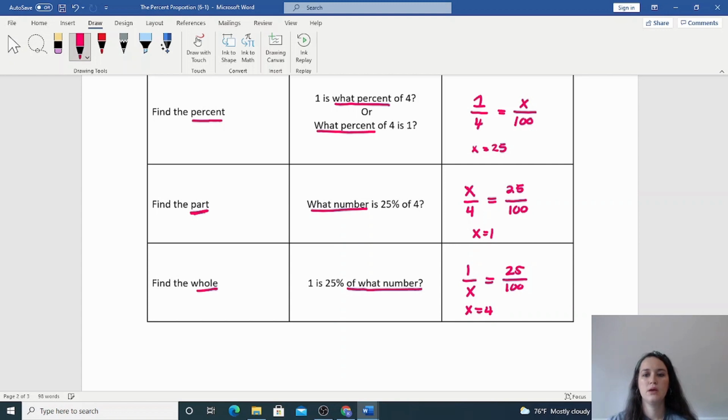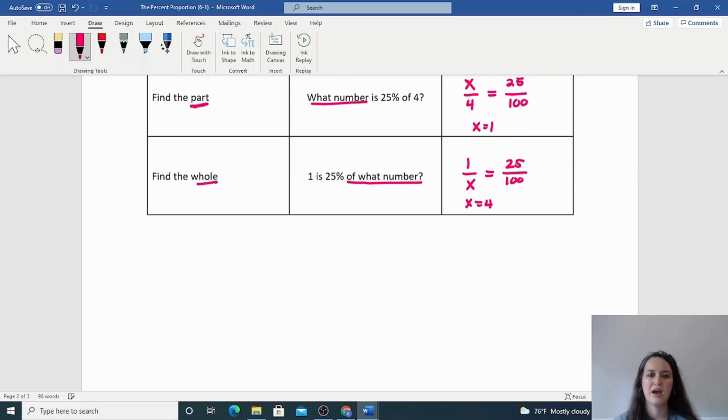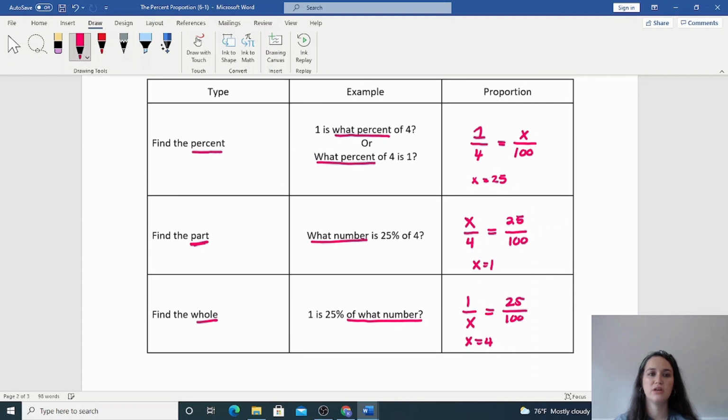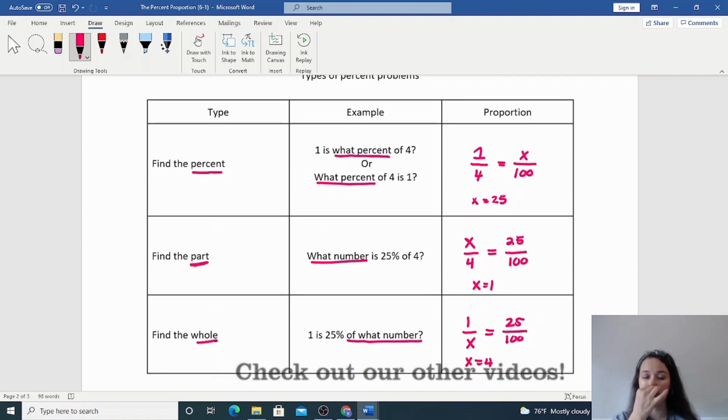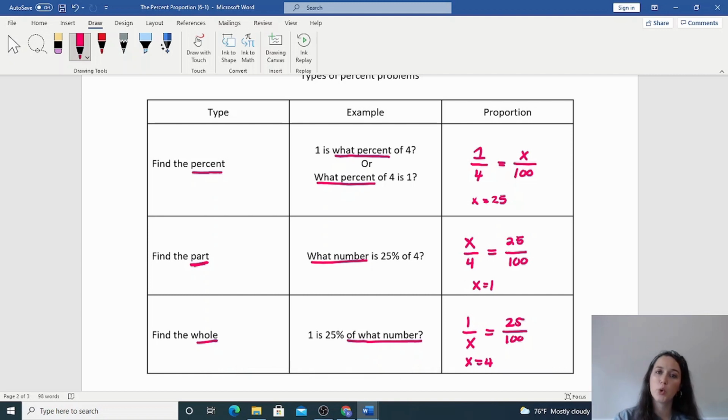Okay, so those are your 3 types of percentage proportion questions that you can have, because we always know what 100 is. That's always going to be there. So there's only 3 different types of questions that you can have for 3 different places of where your variable can be. Okay? All right, that is all I have for you for this video. We've got more videos coming on different ways to solve proportions. So the percentage proportion is just one method on how to solve them.